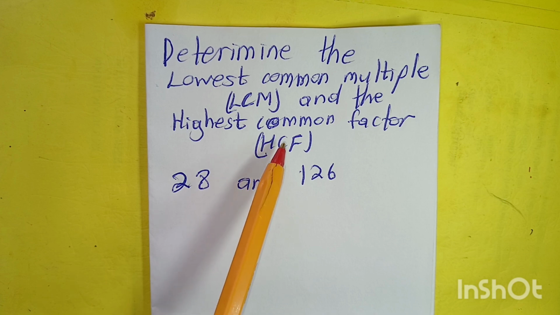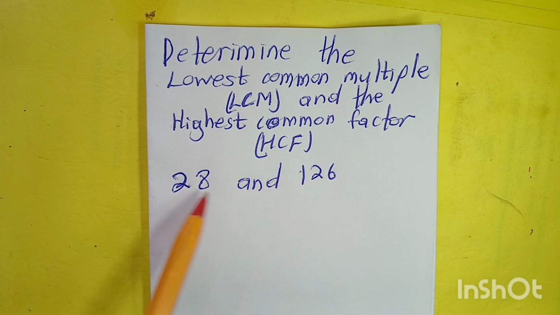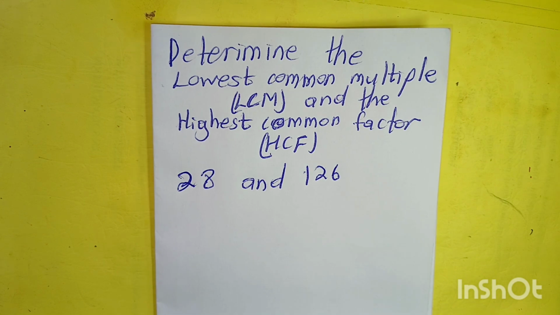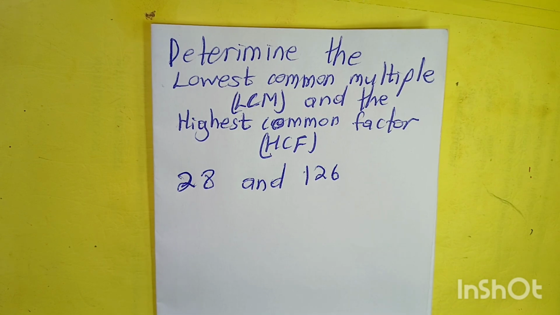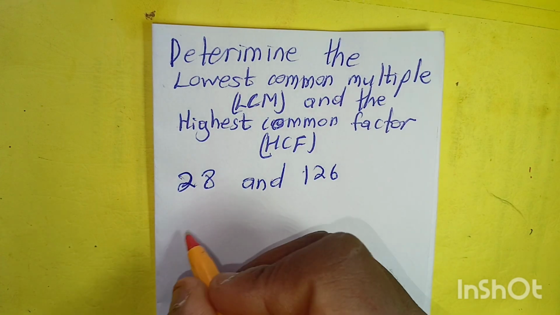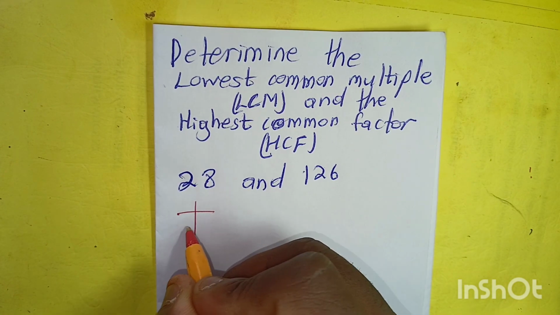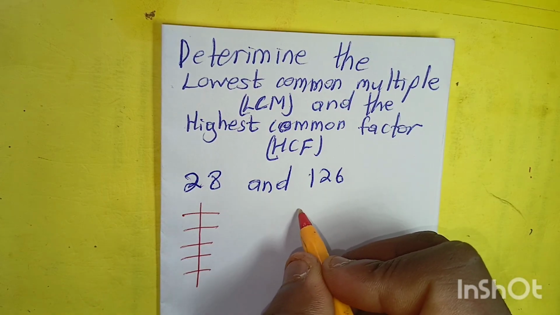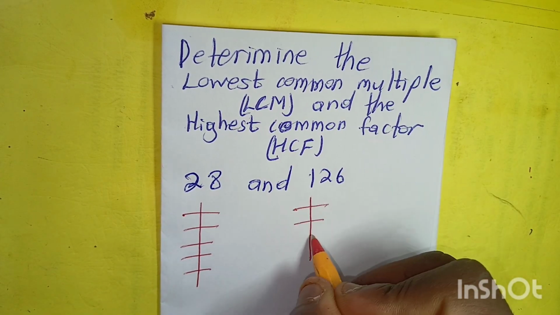To identify these things, guys, you can even do the long method, but I don't like it. Let's just go with a table, guys. The table is easy to go about. It's the ladder method. So let me do it, guys. You do a table like this, you separate it like this, and on the other side, you do a table like this.